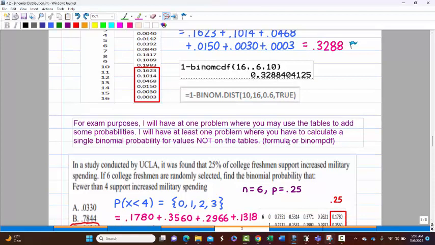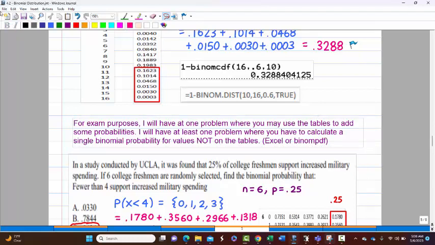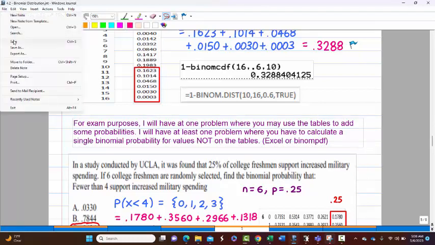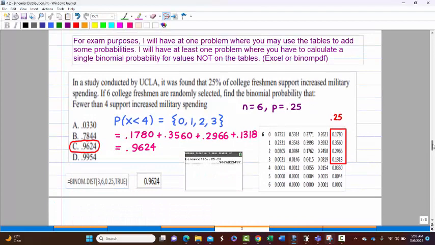Well, you know what? I'm going to change this to make it more modern day here for my class, Excel. Let's look at this one real quick. Okay.